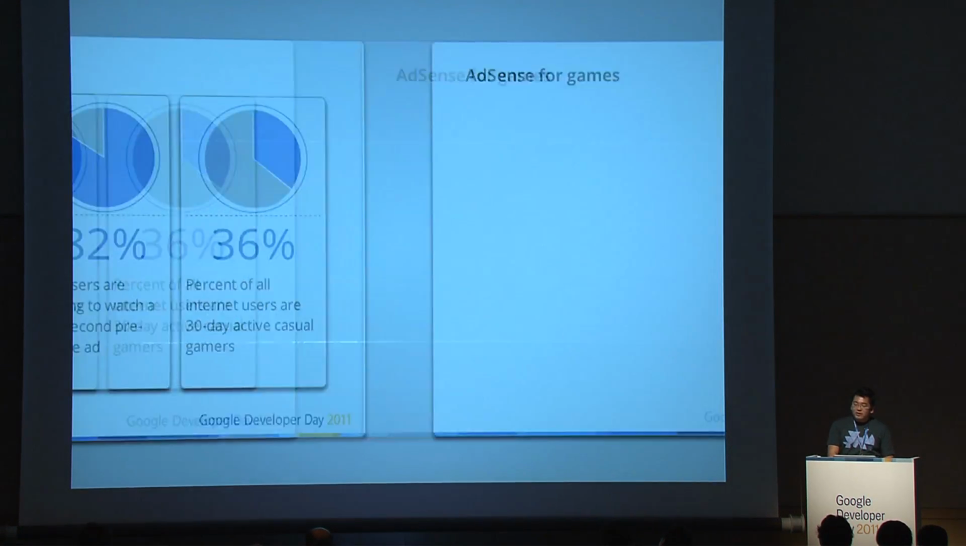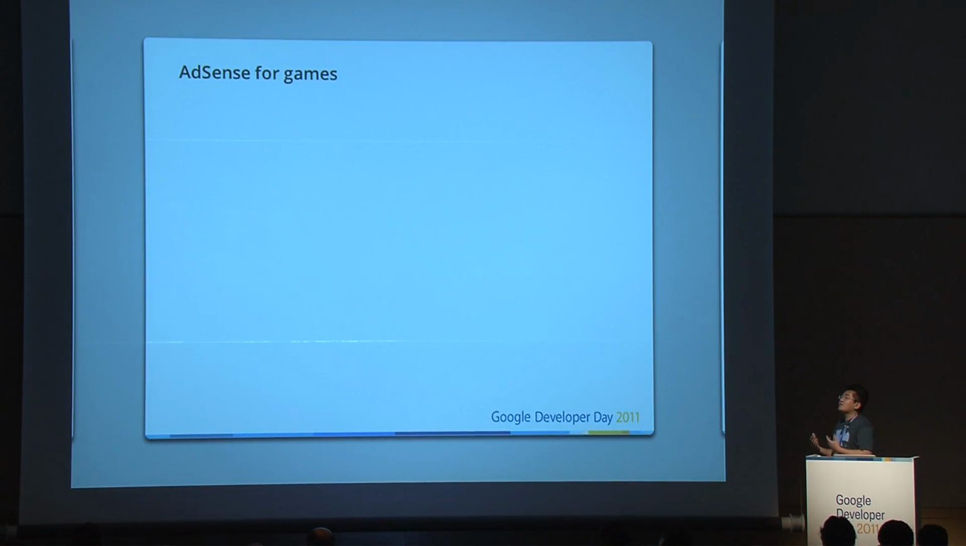So we've come up with something called AdSense for Games. AdSense for Games is video or Flash ads that play within your game itself. Contextual video and contextual Flash ads for your games. And there's a couple of different places where you can place these ads.